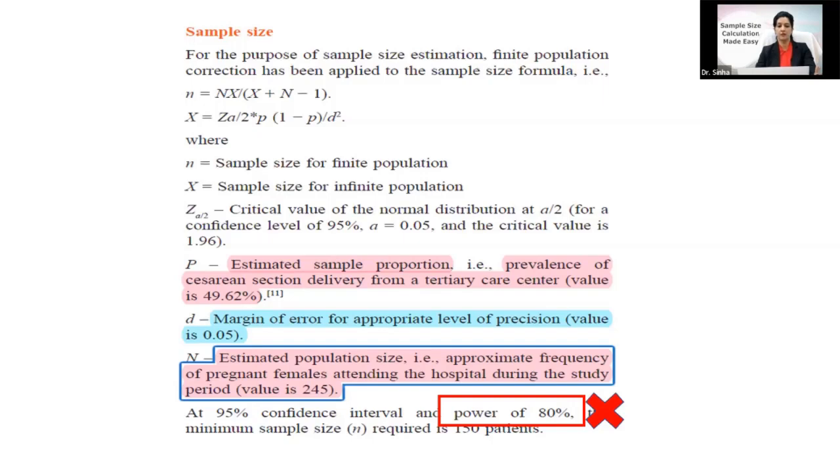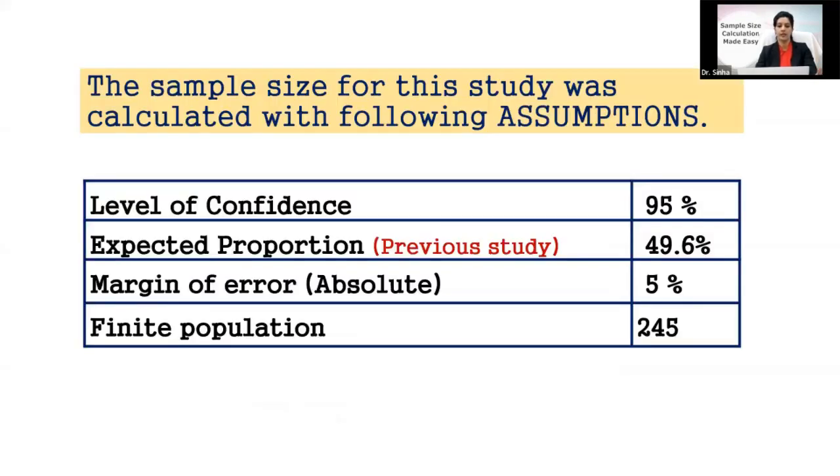Now with this, I will show you how the author has calculated the sample size. So this is my assumption. You can see here, level of confidence 95%. Expected proportion was 49.6%, but for demonstration, I'll take it as 50%. Margin of error, that is the absolute, he has taken as 5%. And the finite population he has taken as 245. So I'll demonstrate it. Please see it carefully.